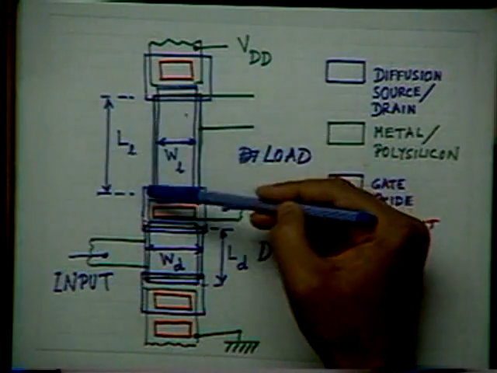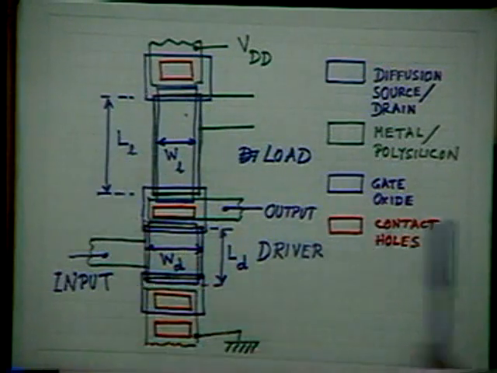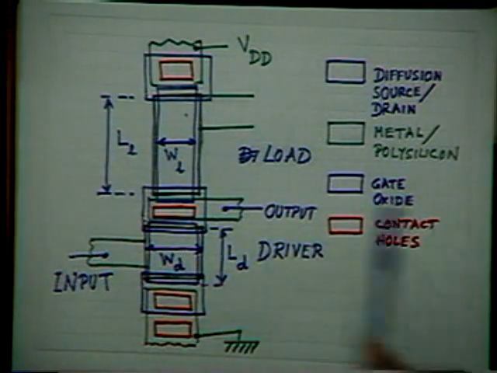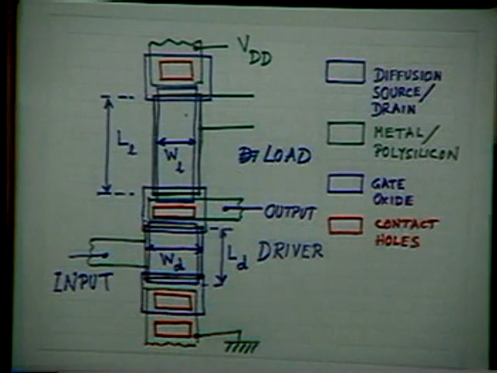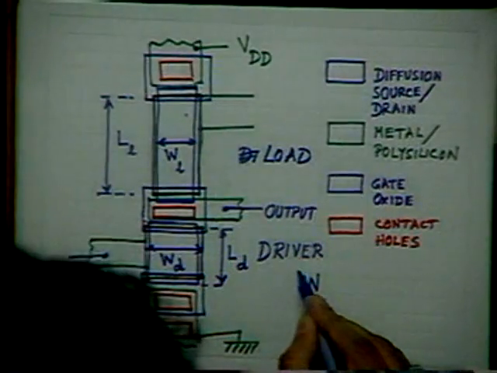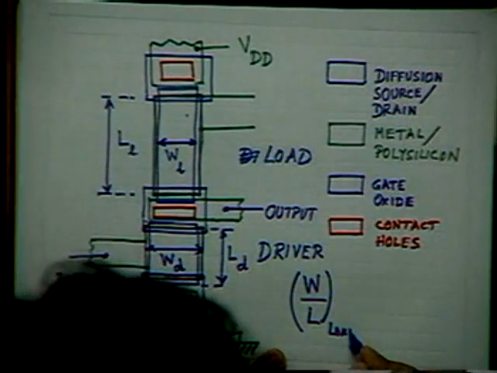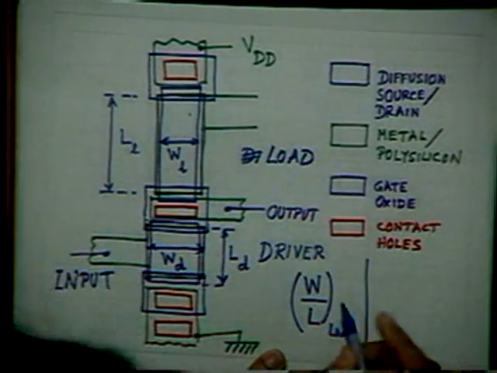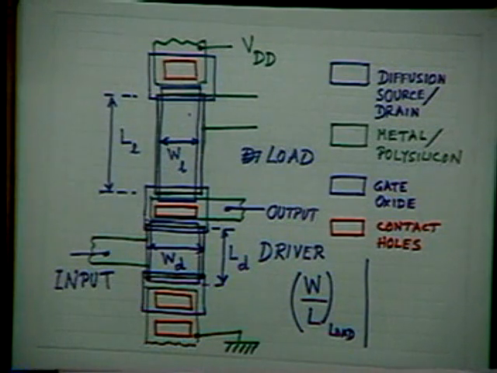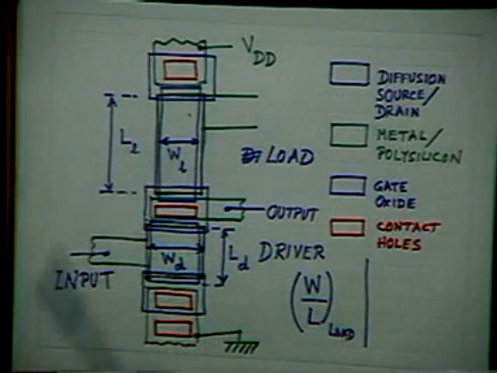This is the channel length. This is the channel length of the load transistor. And this is the width of the load transistor. Combined, this W by L of the load transistor is a very important parameter. Please remember this: it is not the absolute values of L and W of the load that matter, rather the ratio of W and L.